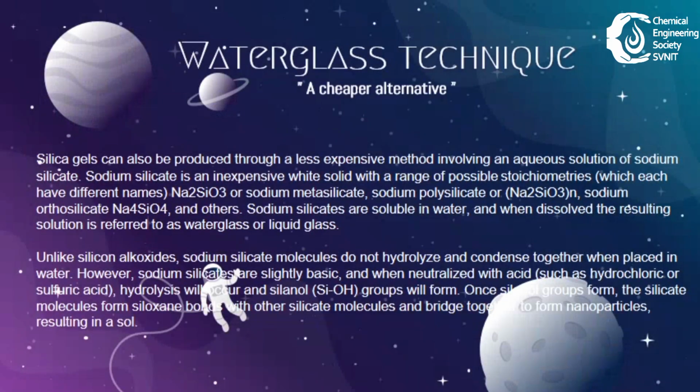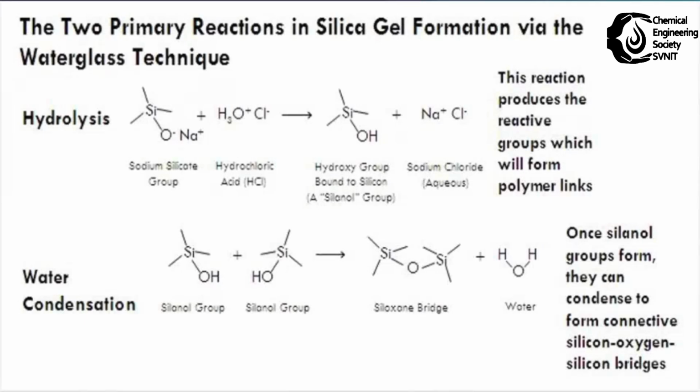The water glass technique consists of the use of sodium silicate. So, at the hydrolysis step, sodium is removed and hydrogen is added, which results in the formation of a silanol group. This silanol group, on water condensation, results in the formation of a siloxane group.